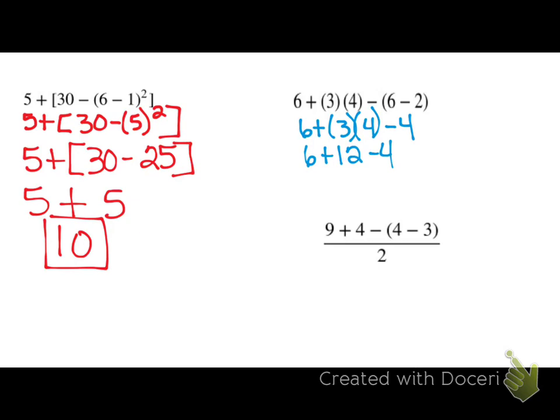So what's 6 plus 12? 18. Bring down my minus, and then my last step: 18 minus 4, which is 14. Perfect.